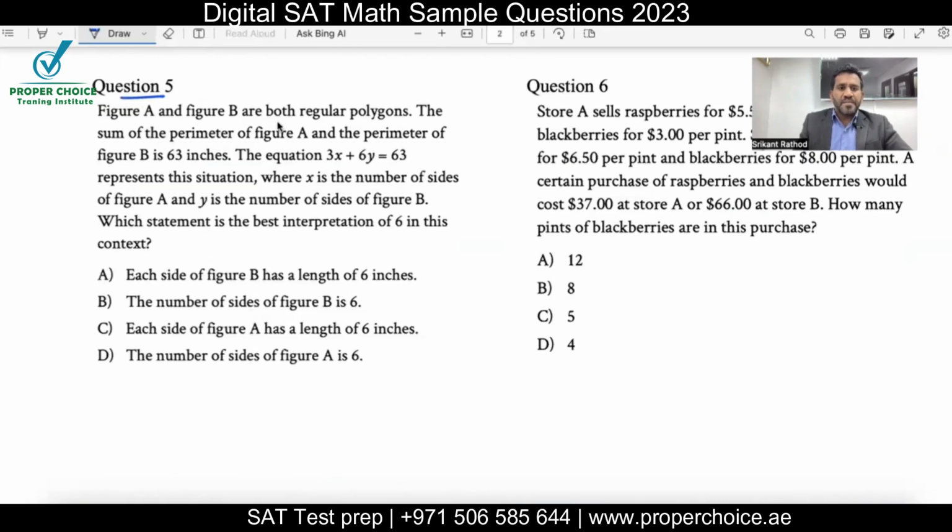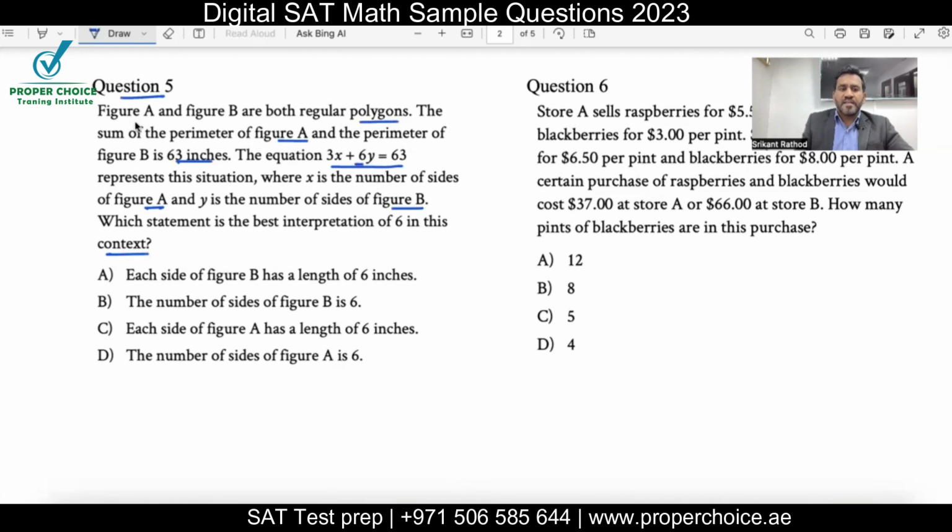Figure A and figure B are both regular polygons. The sum of the perimeter of figure A and the perimeter of figure B is 63 inches. The equation 3x plus 6y is equal to 63 represents this situation, where x is the number of sides of figure A and y is the number of sides of figure B. Which statement is the best interpretation of 6 in this context? They're asking us what 6 is representing here.